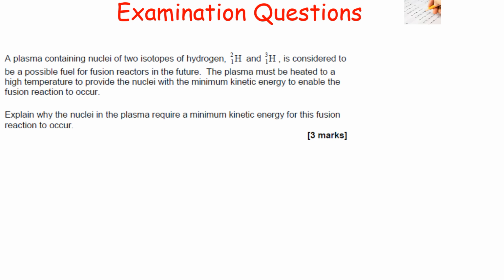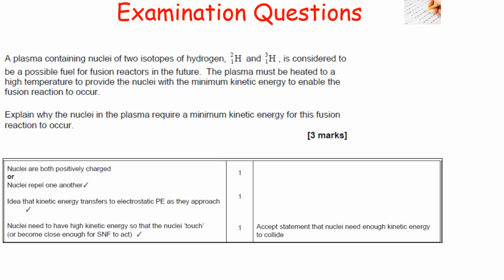Well, this question is pretty much asking you to explain the nuclear fusion process. So the idea is that you've got two positively charged nuclei. So the two nuclei are going to want to repel each other. So you need a high kinetic energy, because that will transfer to electrostatic energy due to the repulsive nature of the two positively charged nuclei.